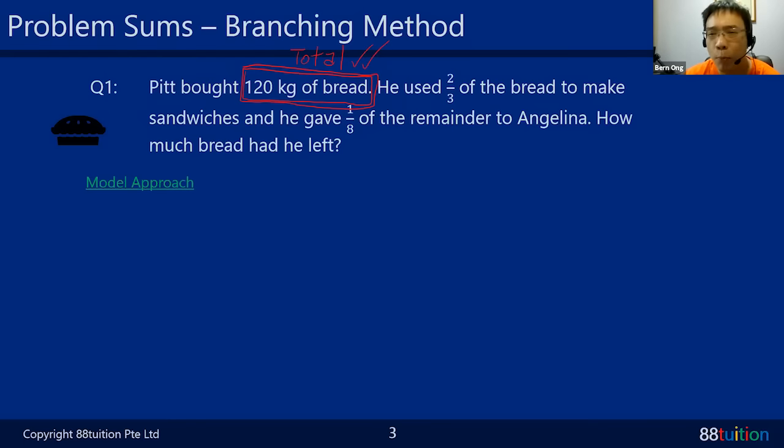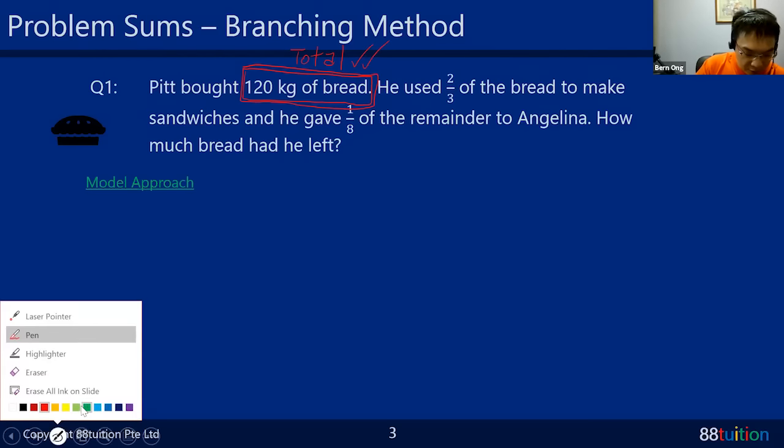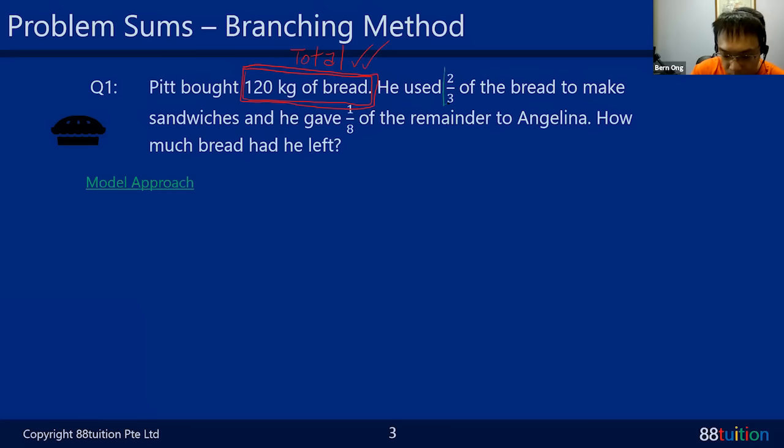We solve them. Problem one. Okay? So what do you have? He used 2/3 of the bread to make sandwiches. The first fraction comes out already, 2/3. So the 2 represents what? The 2 actually represents the use. He used 2 out of 3 parts. So the 3 represents the what? It represents the bread, right?